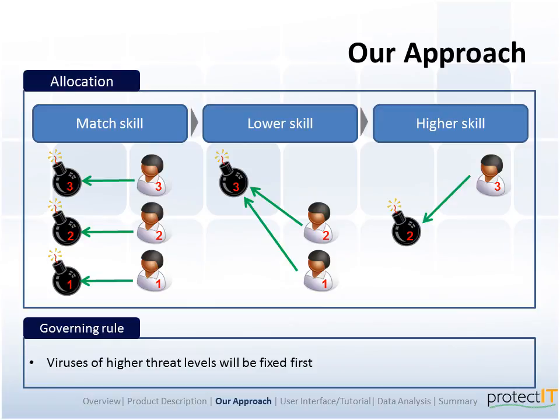If not, then the system checks if there are available workers with skill levels below the threat level that add up to or exceed the virus level, and if so, they are assigned to fix the virus. If not, the system then checks to see if there are available workers with a higher skill level, and if so, they are assigned to fix the virus.